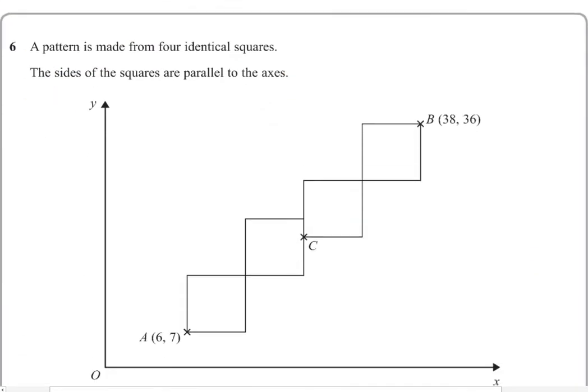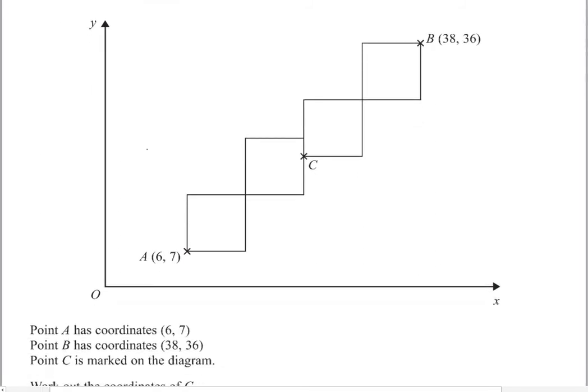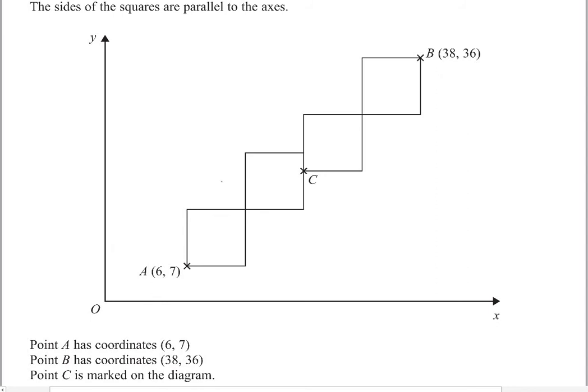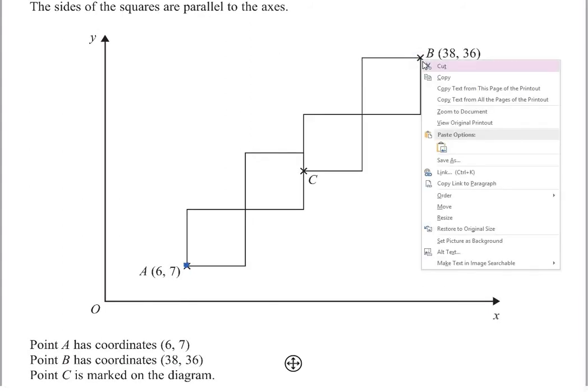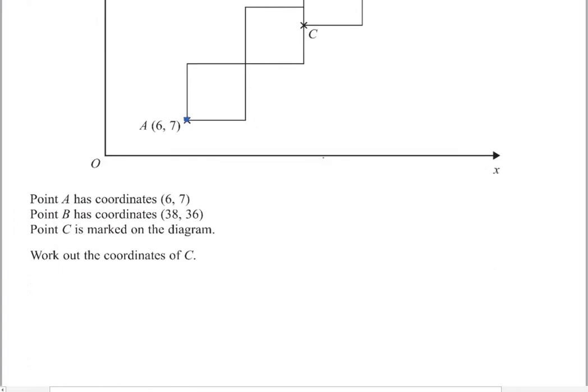Great. Okay, question 6. A pattern is made from 4 identical squares. The fact that they're identical is really important. The sides of the squares are parallel to the axes. So let's have a look. We start at A, (6, 7) here. We're given what B is, (38, 36). We're asked to find C.